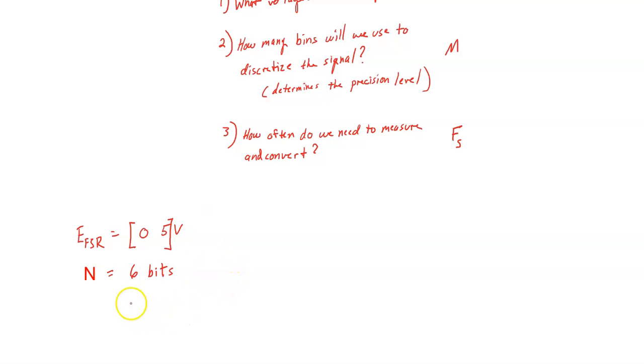Well, in order to get the number of bins that we actually would be counting, we'll call that N. This number of bins would be 2 to the M. So in this case, that would be 2 to the 6, which would be 2, 4, 8, 16, 32, 64. So we would have 64 total bins.